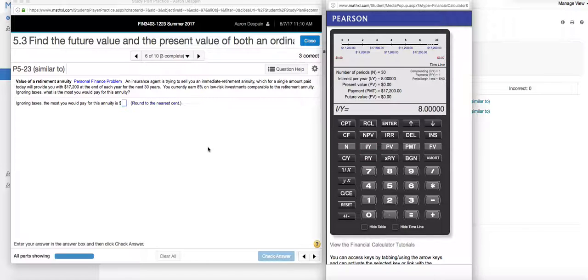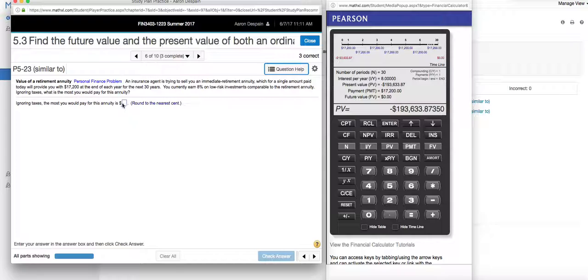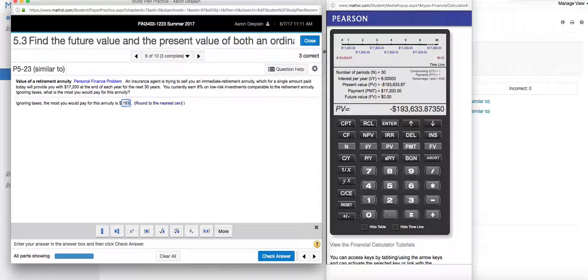And being that the payments are annual, we don't need to adjust the interest rate because that's an annual rate as well that's been given to us. And we want to find out what the amount is that we'd be willing to pay now for this immediate retirement annuity, or this future stream of cash flows. So what we're trying to find is the present value. All we really need to do is just hit compute and then present value. And that is our amount. So we'd be willing to pay $193,633.87. And notice, of course, the answer is a negative number.